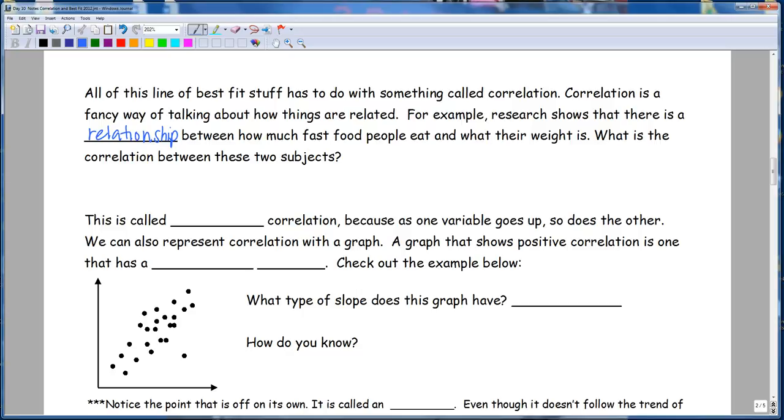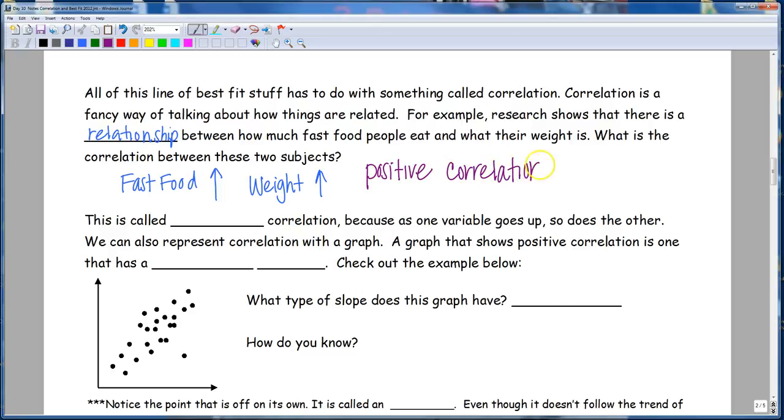So in general, as the amount of fast food increases, generally speaking, a person's weight will increase as well. So this is called positive correlation. And again, this is called positive correlation because as one variable goes up, so does the other.